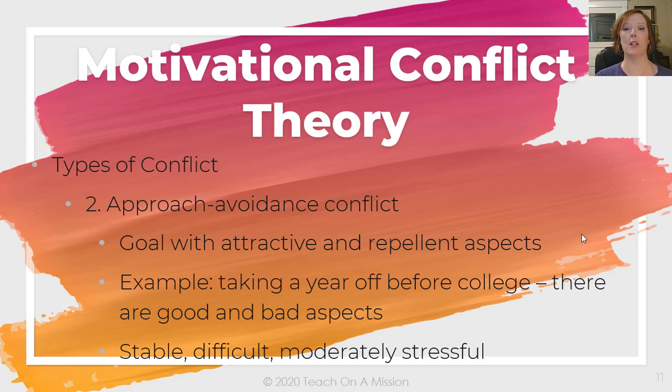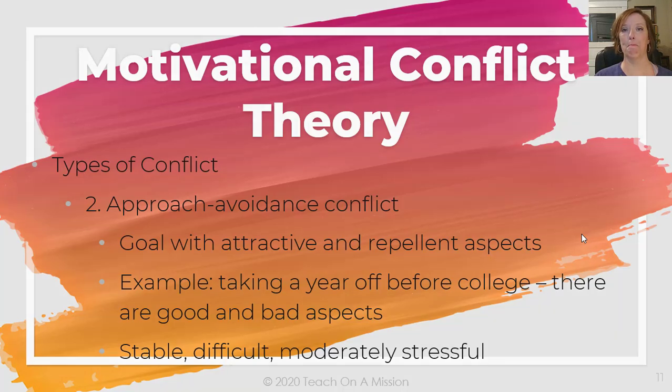Approach avoidance conflicts, there's one goal with both attractive and repellent aspects. So an example could be taking a year off before college. There are good and bad aspects of that. It is not something that's typically going to just go away. It can be difficult and it's moderately stressful because there are 2 sides that are going to pull and push at the same time.